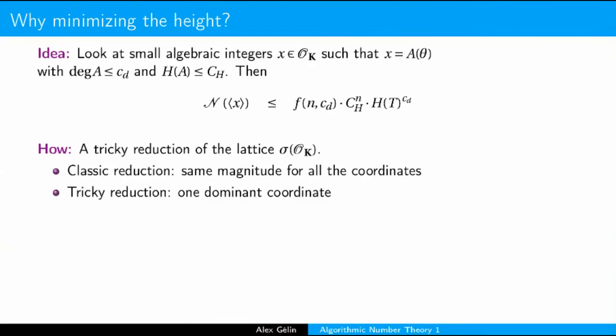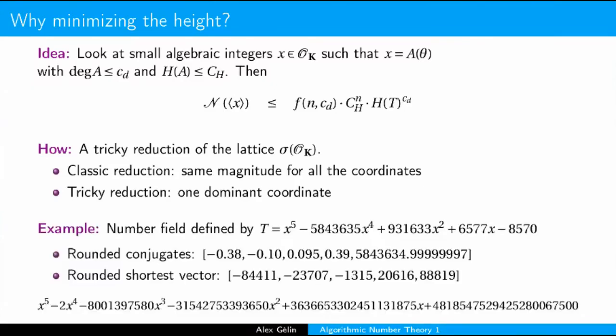We want the contrary. We want all the coefficients of the polynomial to be about the same magnitude. So we don't want to reduce the lattice thanks to the L2 norm. What we prefer is to find one dominant coordinate and all the others very small. I will give you an example.